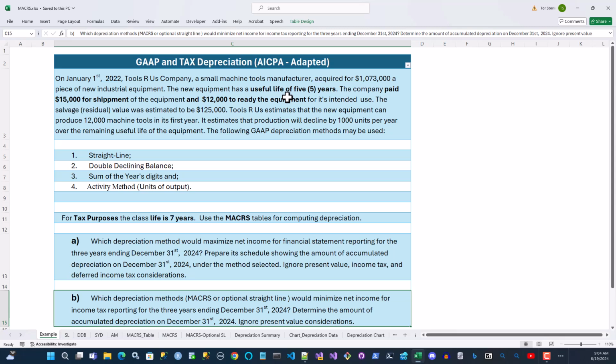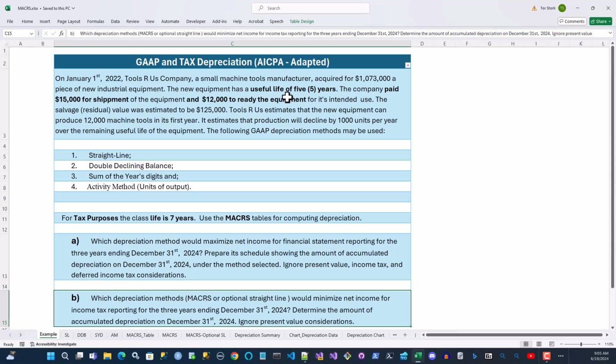and they also paid another $12,000 for readying the equipment for its intended use. So it's setup cost, in other words. The salvage value, or so-called residual value, is estimated to be $125,000. So what that means is that at the end of 5 years, which you estimate to be the useful life, you can sell it for $125,000.